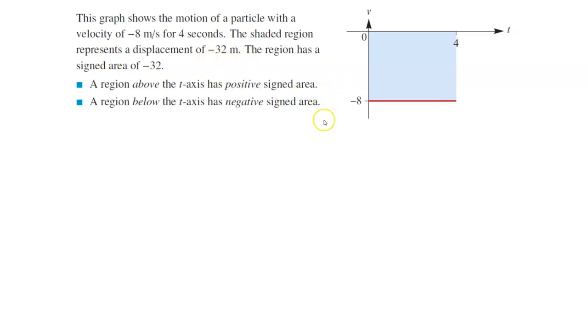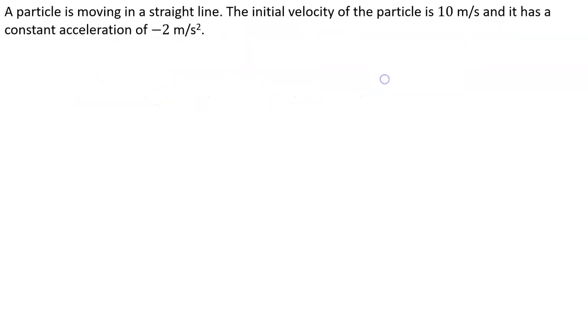As you will have seen in methods with calculus, regions above the t-axis, or x-axis in methods, have a positive signed area. Regions below the axis have a negative signed area. So we need to be aware of this difference when we're calculating total areas.